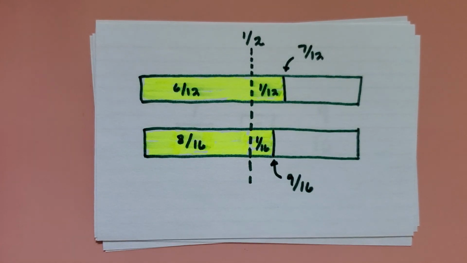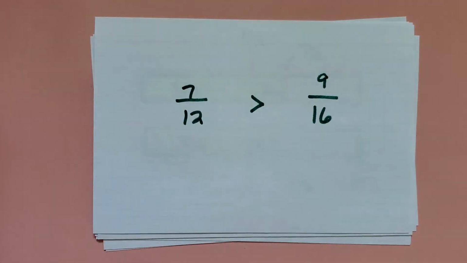Now we know that 16ths are smaller parts than 12ths. And so what that means, we can see here visually that 7/12 must be greater than 9/16. They both go over half, but 7/12 goes over half by a larger piece. And so we can write it this way: 7/12 is greater than 9/16.